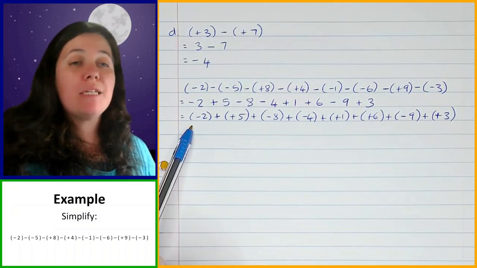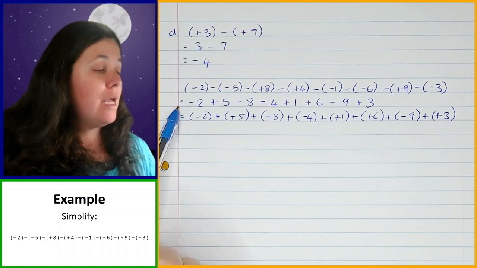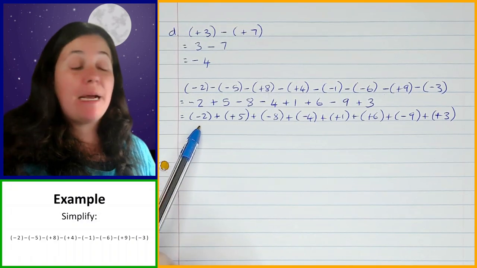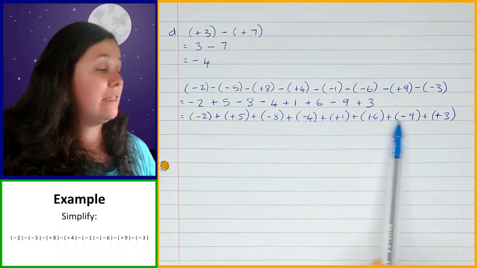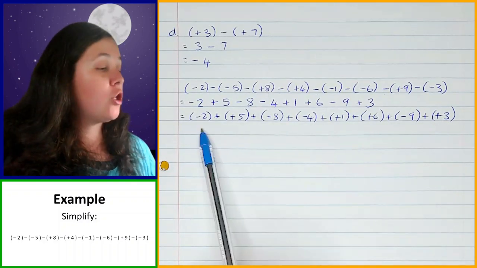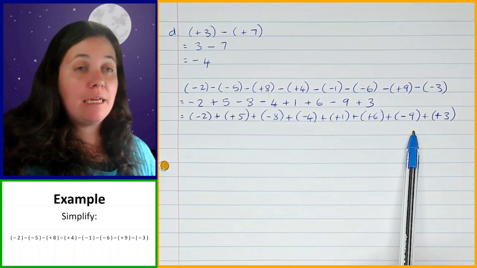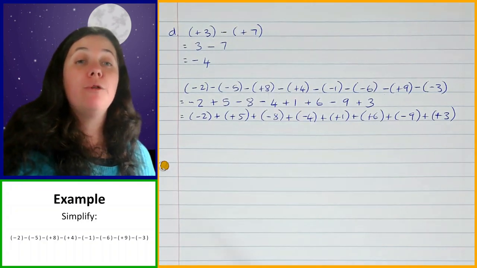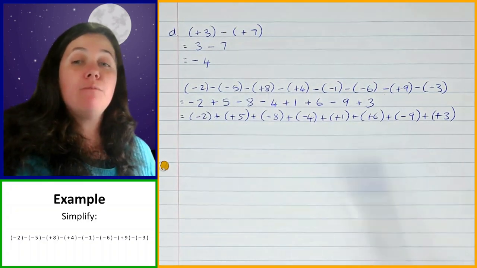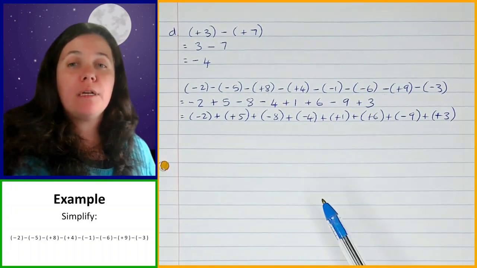We normally want to get rid of the brackets, okay? But here what I've done is I've put those brackets back in and I've shown that I am adding these integers. Now, because I can add the integers like this, I can now use my commutative property and I can say, but now I can move things around. Because it's addition, I can move things around.